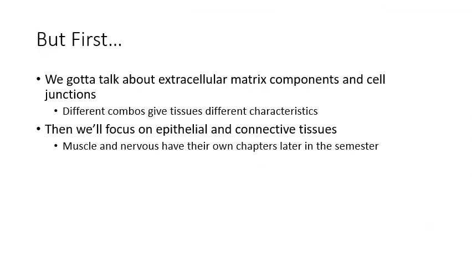Before we get into the details of those different tissue types and their subtypes, we're going to talk about what exactly is in the extracellular matrix and also junctions between cells. Then we'll switch to the different epithelial and connective tissue subtypes that we have.